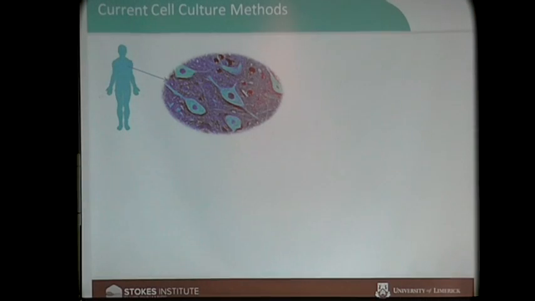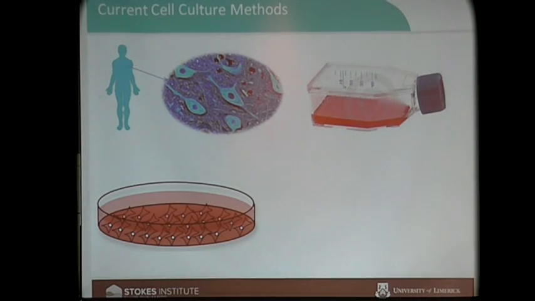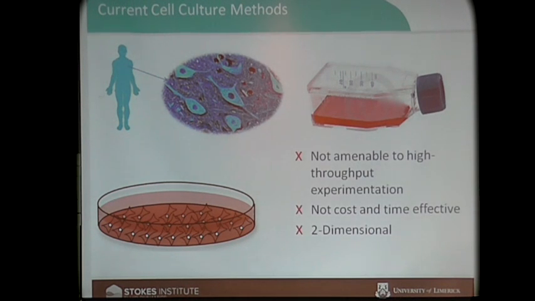So current cell culture techniques is where you take cells from the body and grow them outside the body in either a dish or a flask. The problem with this is that each dish is an individual experiment. So if you want to do hundreds of experiments, you need hundreds of these. And this just isn't cost or time effective because each of these has to be manipulated and manually monitored. And most of this research is done in 2 dimensions. So 3-dimensional culture has been shown to be more biologically relevant and mimics more closely how cells react in the body.